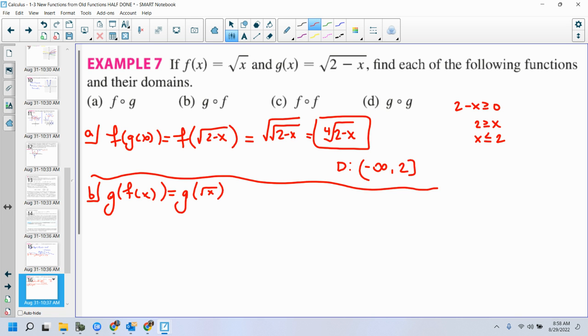Okay, so that is going to be the square root of 2 minus the square root of X. Now that I can't simplify at all. That's it. That's it for that one.